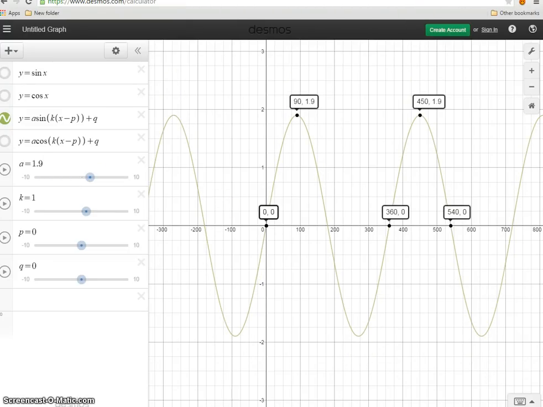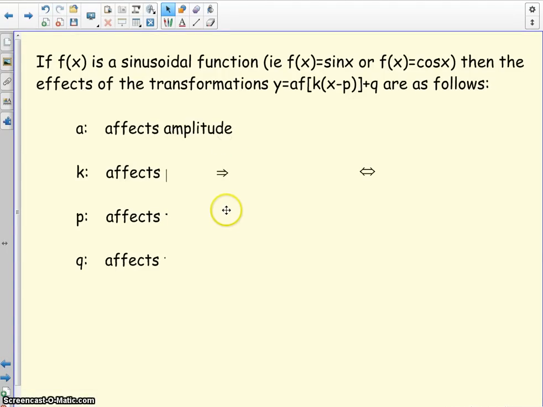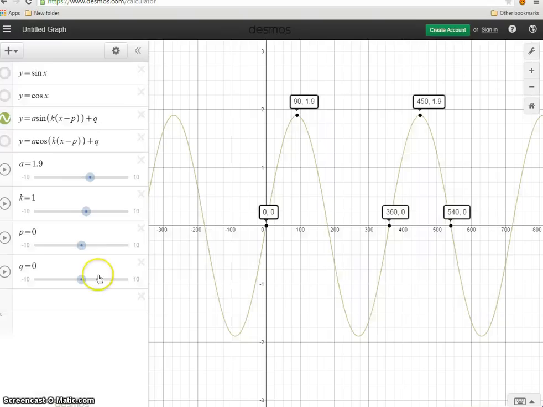So what does that affect? That's going to affect the amplitude of my graph. How does it affect it? Well, we'll see later on. We'll make more connections between the transformations and the different features. But right now, we can see that A affects the amplitude. Okay, let's see what happens when we change K.